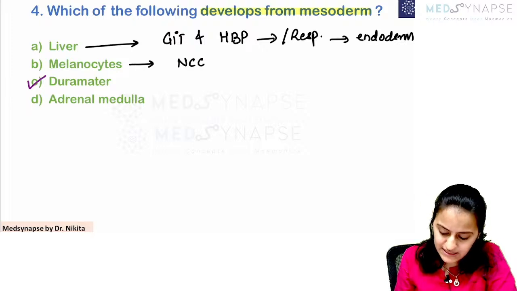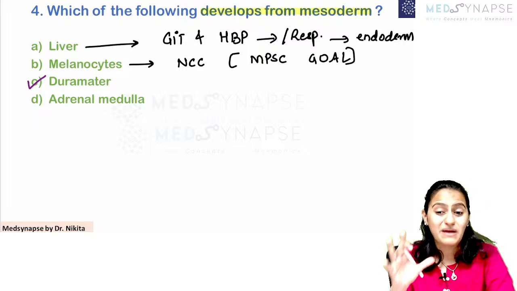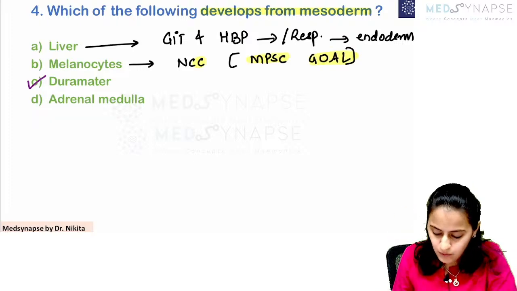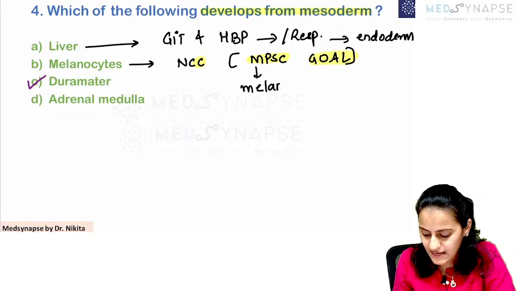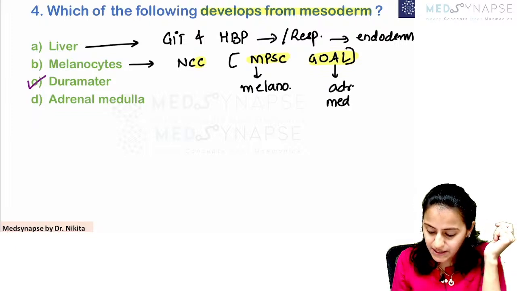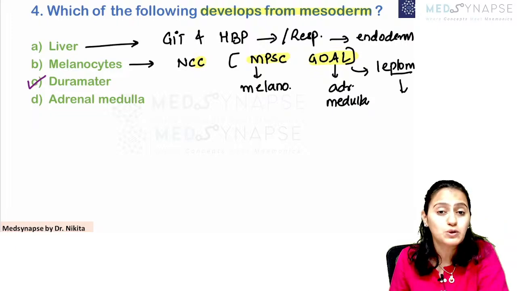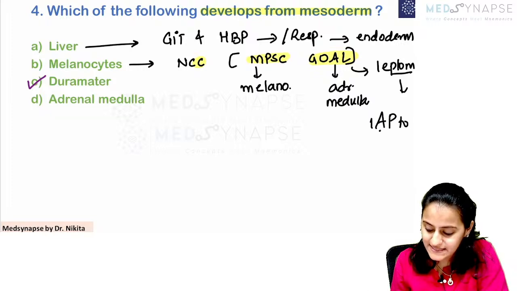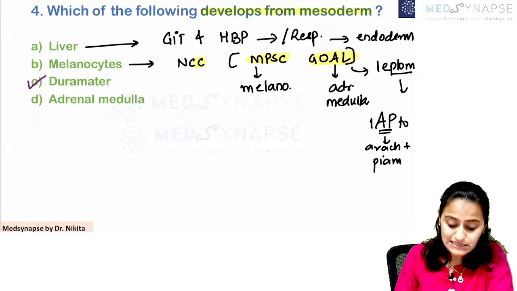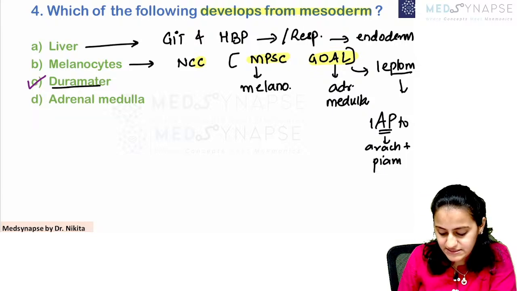Melanocytes develop from neural crest cells. You have the mnemonic MPSC goal, right? Cracking the goal of MPSC is like a crest. So the mnemonic for crest is MPSC goal. What does M stand for here? M is the melanocytes. A stands for adrenal medulla and L stands for leptomeninges. Which are the leptomeninges? Remember, lepto is A and P, that is the arachnoid plus the pia mater. Those are the leptomeninges. So leptomeninges develop from the crest, but dura mater develops from mesoderm.